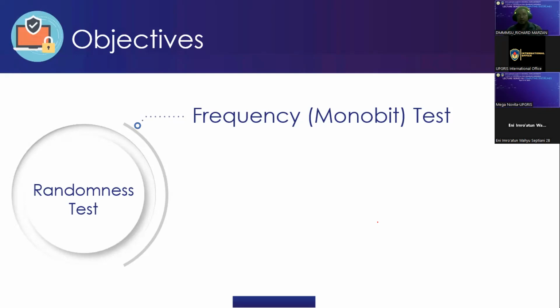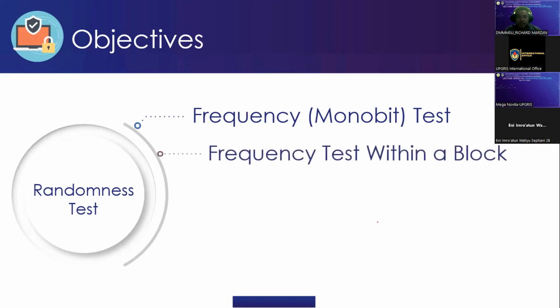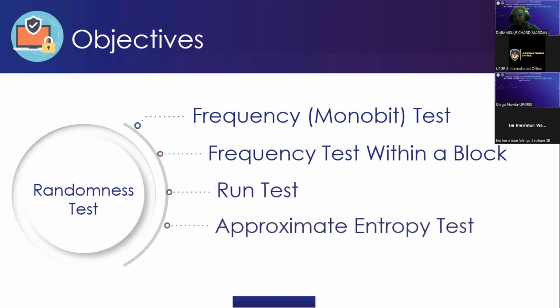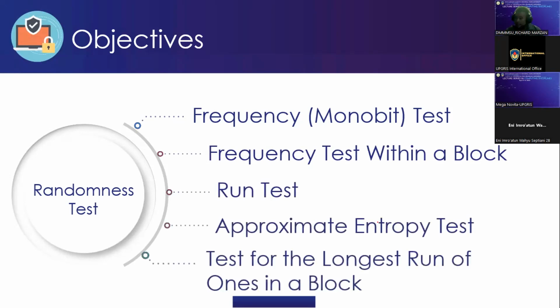Okay, I only use the 30 key length so that it can be used for 5 random requests. So first one, the frequency monobit test, the frequency test within a block, the run test, the approximate entropy test, and the test for the run once in block.